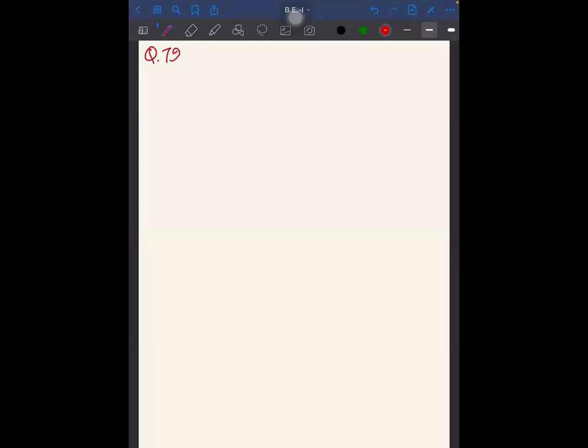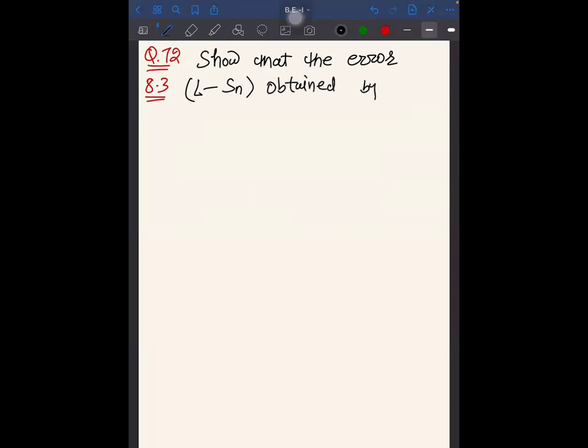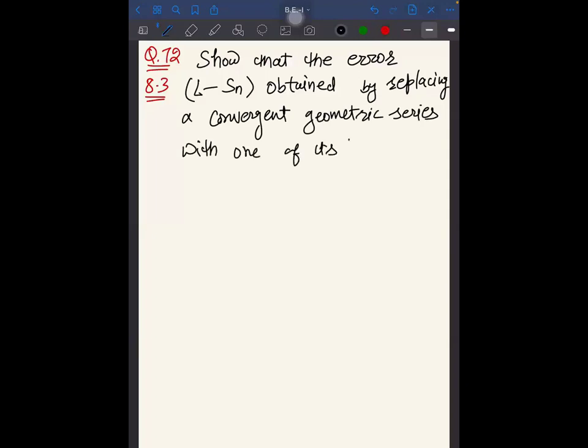Let's say question number 72. It's very easy, in exercise 8.3. It's very easy, but sometimes you read the statement and feel like, what is this? You feel it's pretty complex. So: show that the error L minus Sn obtained by replacing a convergent geometric series with one of its partial sums Sn is this.